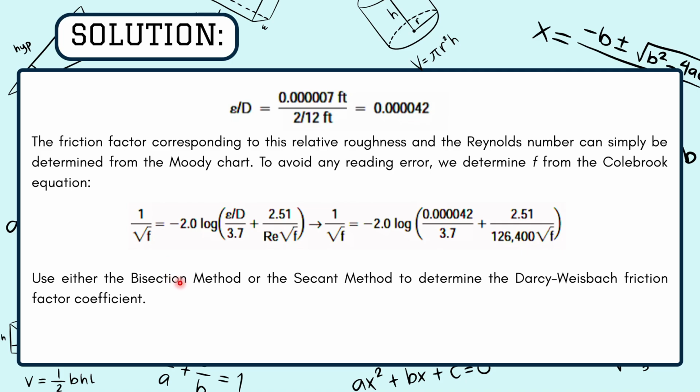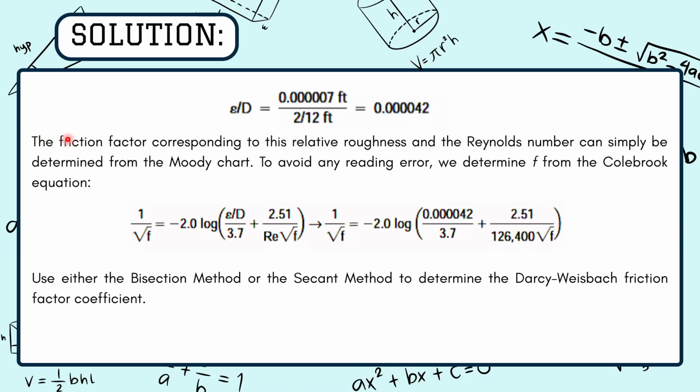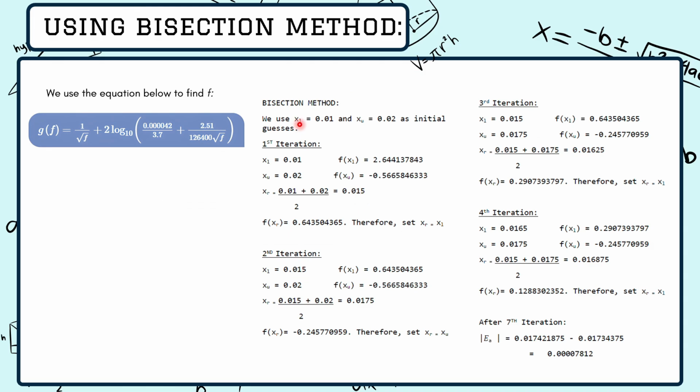Then we use either the bisection method or the second method to determine the Darcy-Weisbach friction factor, or the f. First, we use the bisection method. We use the Colebrook equation, with x sub l equal to 0.01 and x sub u equal to 0.02 as the initial guesses. Then in the first iteration, the x sub l is 0.01.